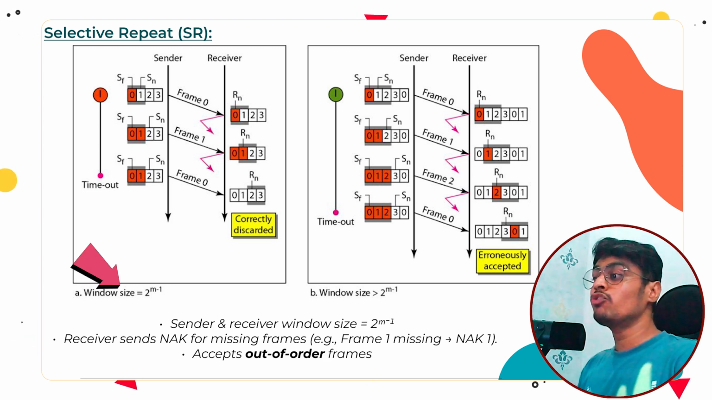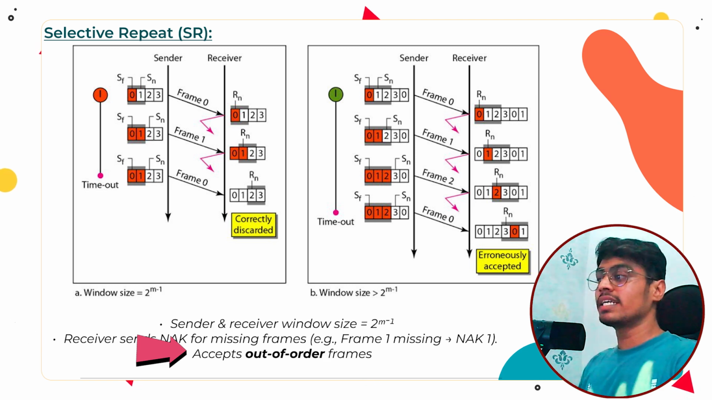Now let's talk about out of order packets. They will be accepted in selective repeat.